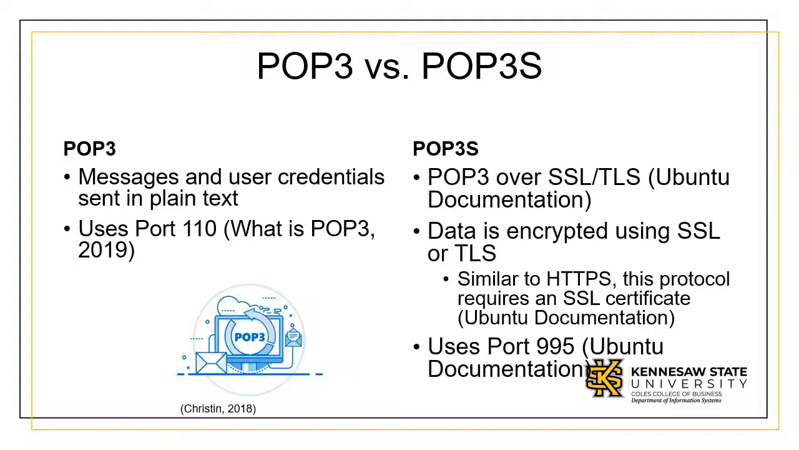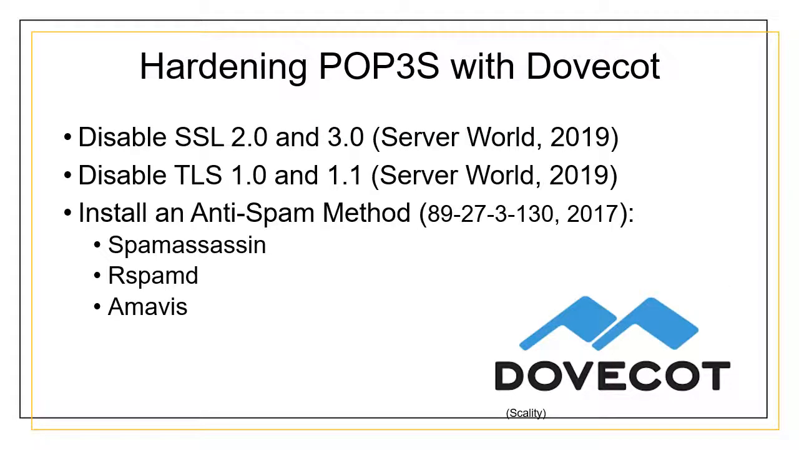POP3 uses port 110, while POP3S uses port 995, which is important information to have for firewall configuration. Since POP3S works on the same encryption protocol as HTTPS does, some of the recommendations for hardening these protocols are the same, but they need to be transferred over to Dovecot when installing and setting up the POP3 server.